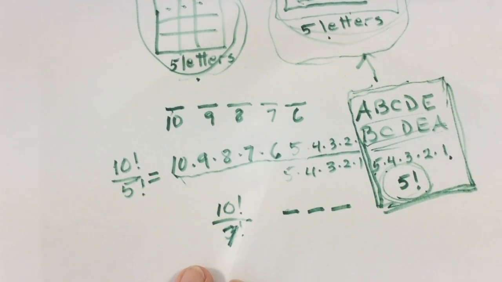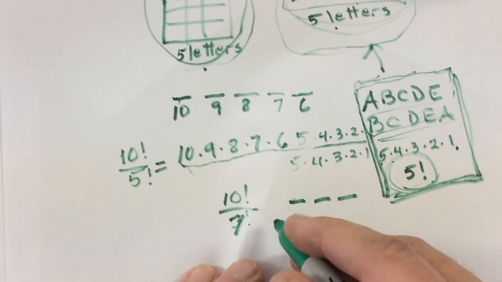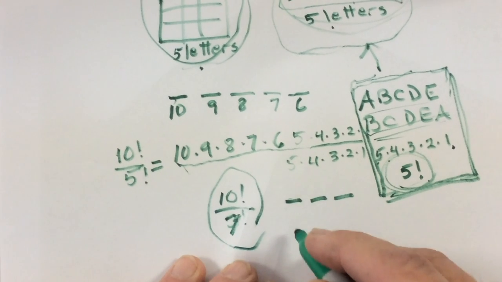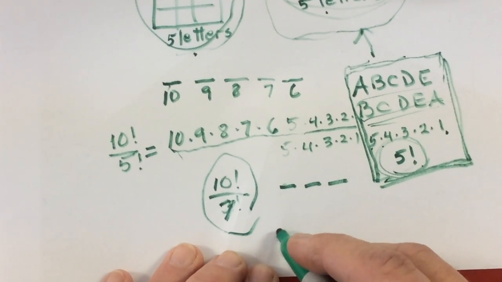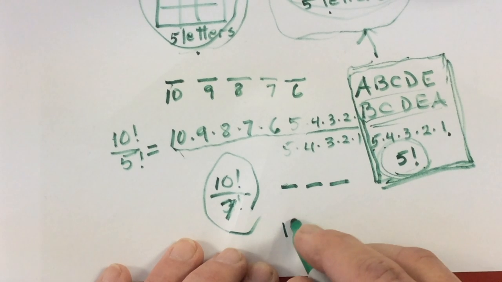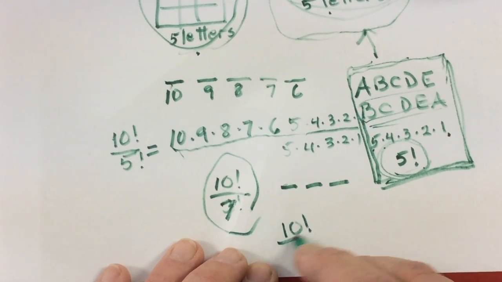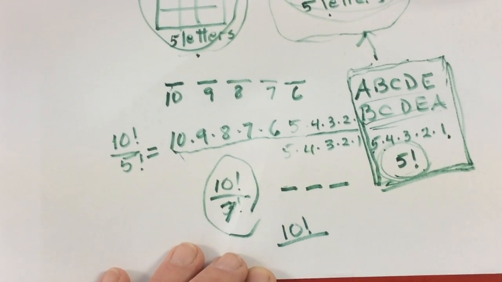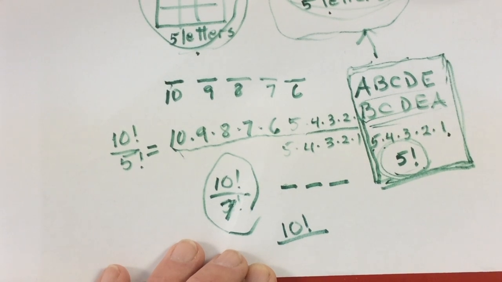Where'd the 7 come from? Well, putting it in terms of a more general way of doing it, if I were dealing with 6 numbers, I'd still start with 10 factorial on the top, right? What would I put on the bottom? How'd you get that?